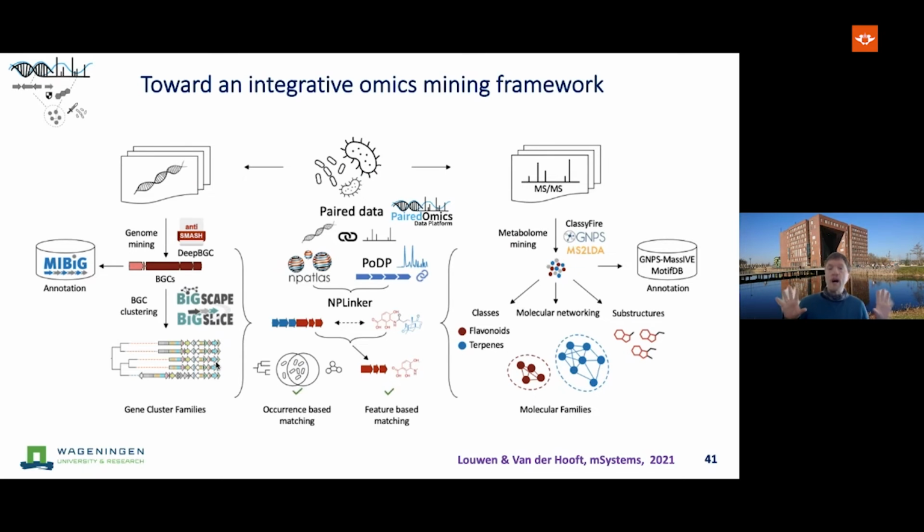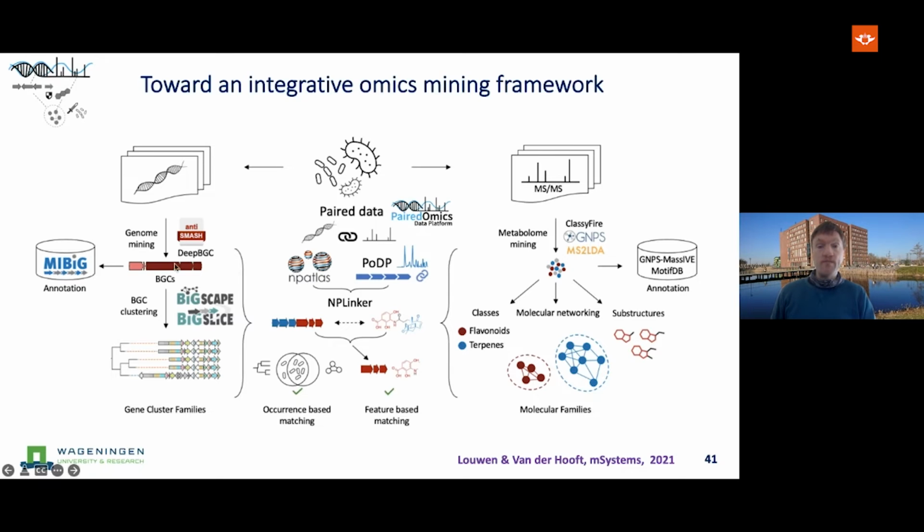So when we zoom out, it is part of an already quite complex genome mining and metabolome mining ecosystem on itself, right? So this is a very complicated picture. I do apologize, but that's also because it's quite a complex collaboration of tools that in the end lead to predicted matches between the genome and the metabolome.